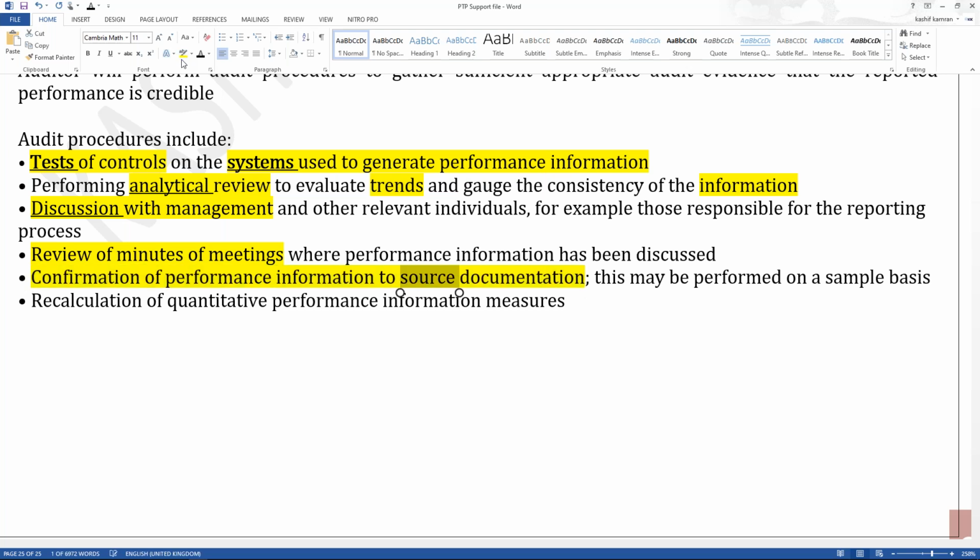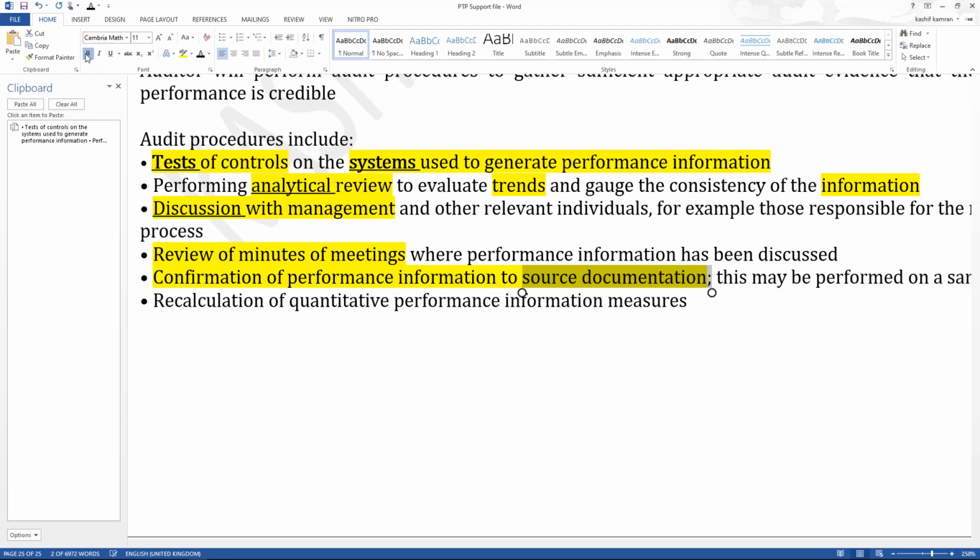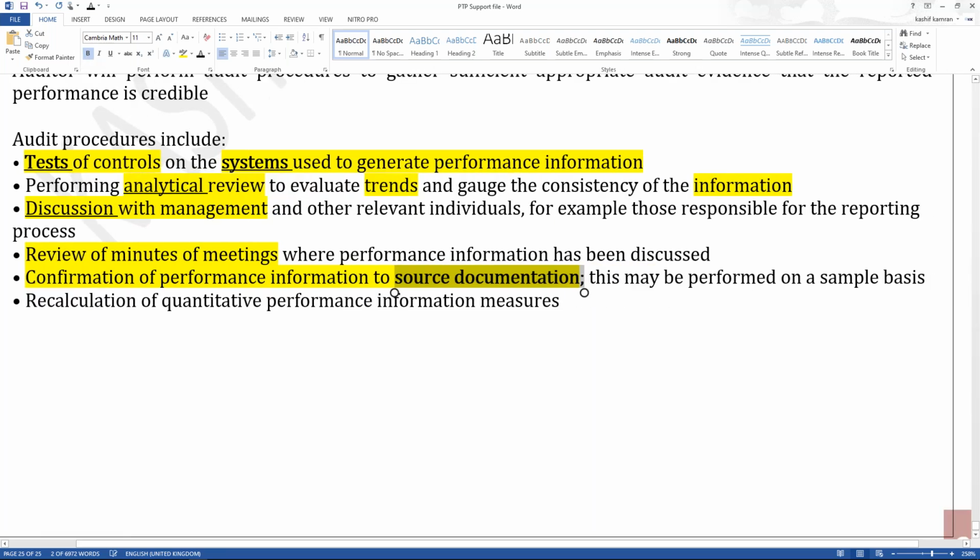So can you confirm the source document of the performance information? Now, in the case of a donation, what is the source document? The bank statement or the donation slip, right? So discussion can be done for anything, right? That depends upon the case study. That depends upon, is there any issue? If there is any issue, you will discuss with management anything pertaining to the issue. Or if there is any missing information, you will discuss with management about the missing information.